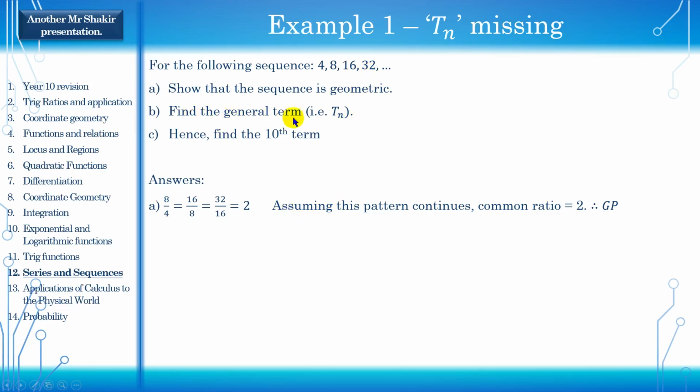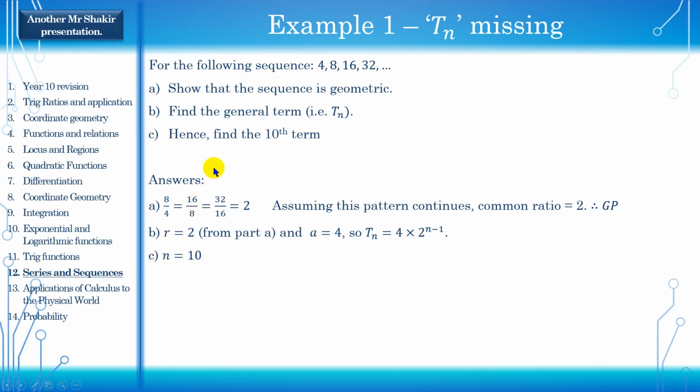Alright, so find the general term, ar to the n minus 1. Well, we know r is 2. We know the first term is 4. So 4 times 2 to the power of n minus 1. a times r to the n minus 1. I mean, you could simplify that a bit more, I guess, because 4 is 2 squared. But don't worry about it. Just keep it simple for now, okay? ar to the n minus 1.